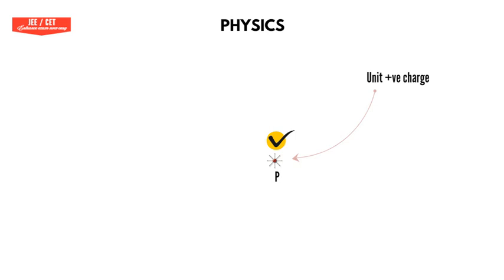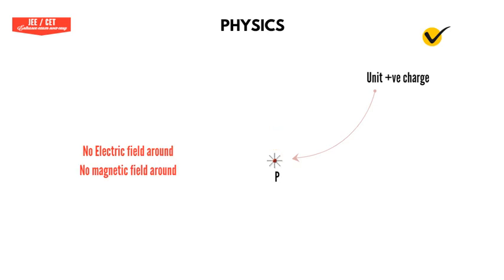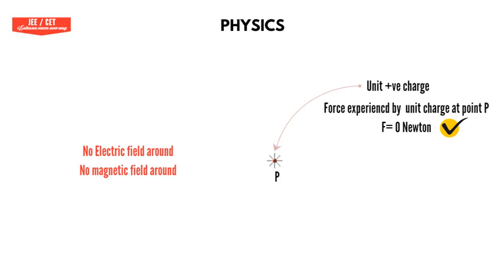Consider a unit positive test charge placed at a point P in free space. There is no electric field or any electric charge around. There is no magnetic field around as well. Will this test charge experience any external force? Obviously not. The test charge will not experience any external force, so F equal to 0.